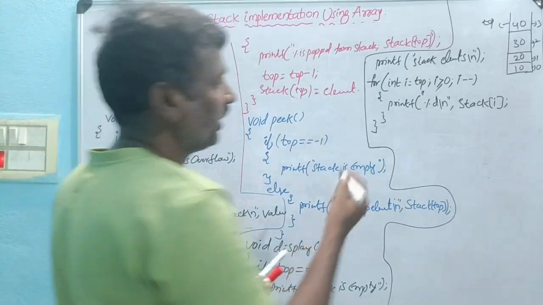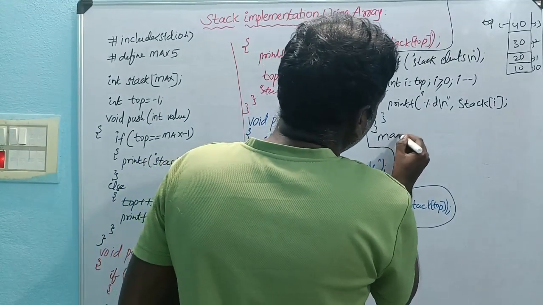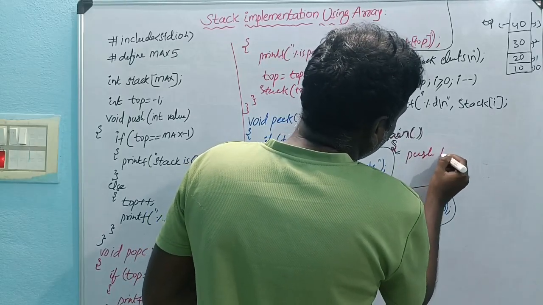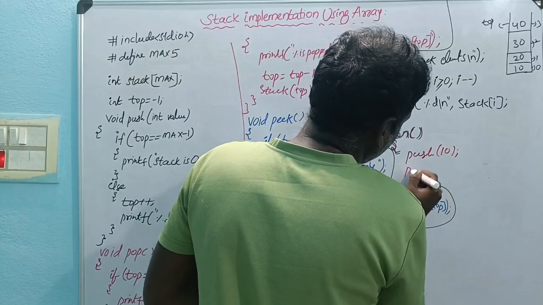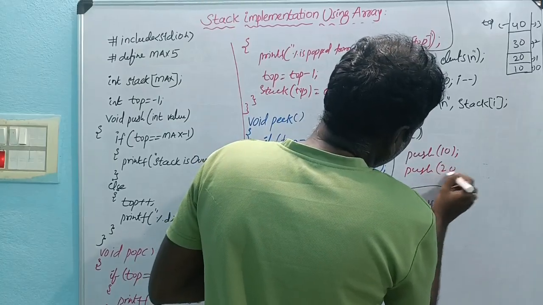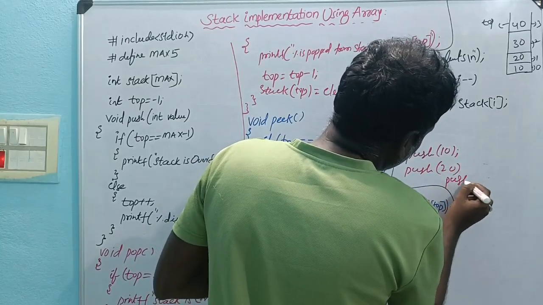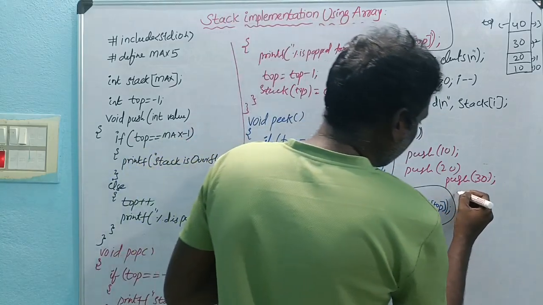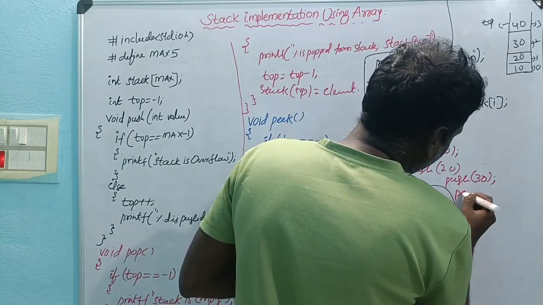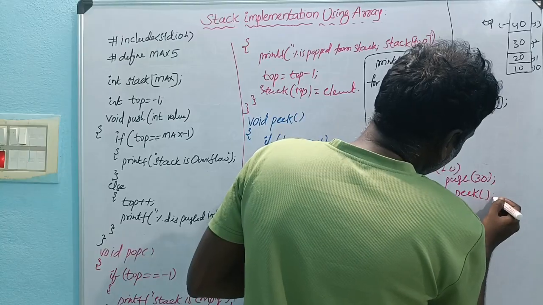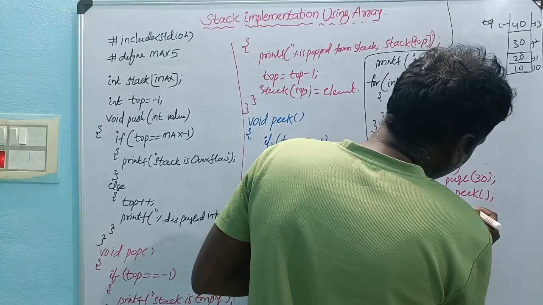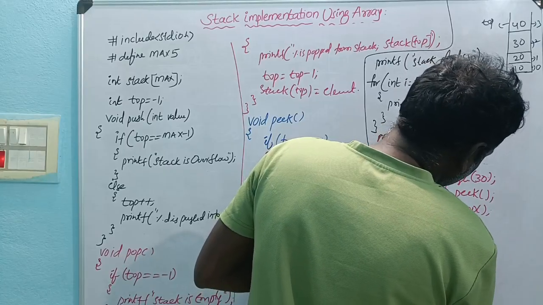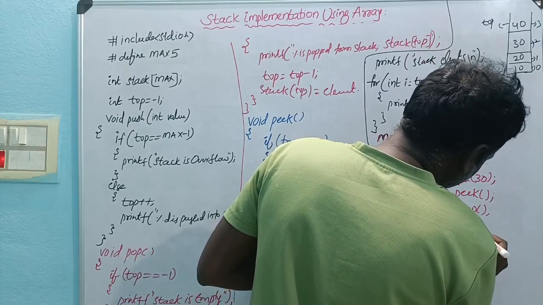Now I am writing the main. So push 10, push 20, push 30, then peek and pop, then display.